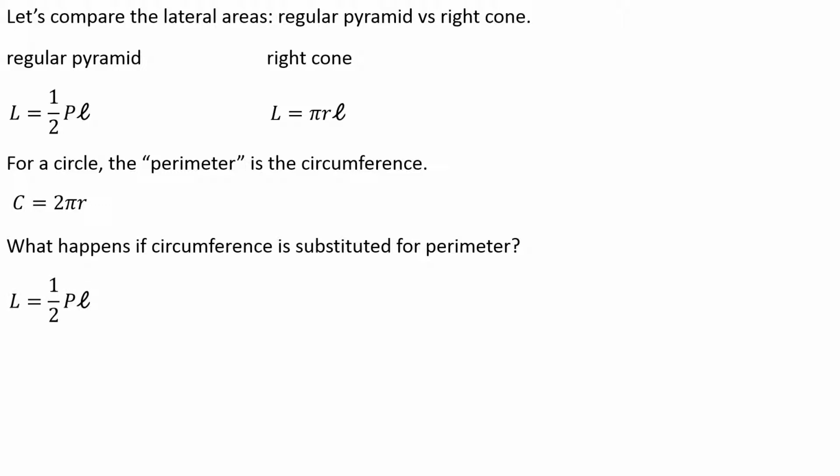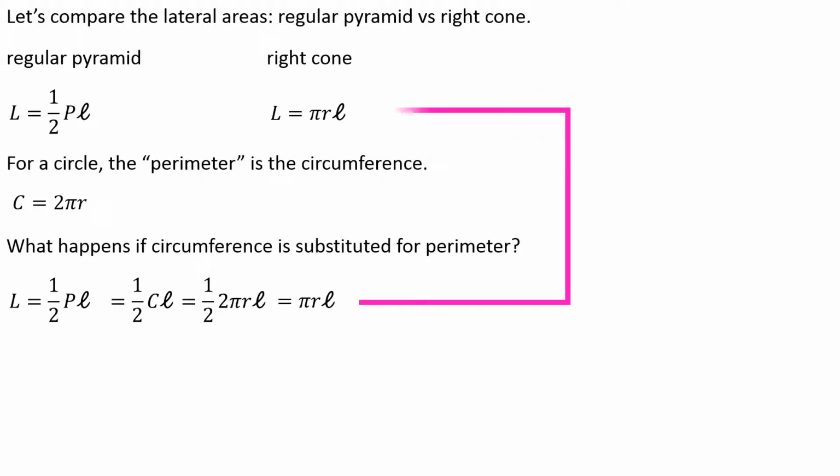So if we substitute circumference for the perimeter, thinking about my regular pyramid again, 1/2 times the perimeter times the slant height. Substitute circumference for perimeter, because the circumference of the circle is basically the perimeter of the circle. 2 times pi times r for the circumference. Sure enough, the 1/2 and the 2 cancel. I get pi r L. So yeah, the lateral area of the regular pyramid and the right cone are basically the exact same thing. 1/2 times the perimeter times the slant height.